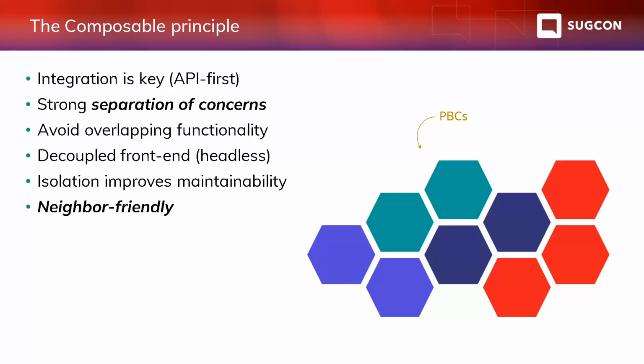Being API first, or even some components can be API only. And you want a strong separation of concerns to avoid overlapping functionality, but also to improve your maintainability. And of course, we have our decoupled front ends. But there's more to a composable architecture.